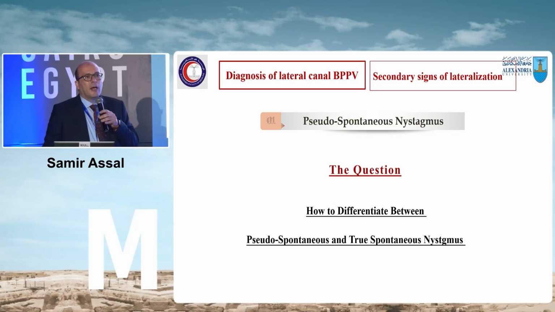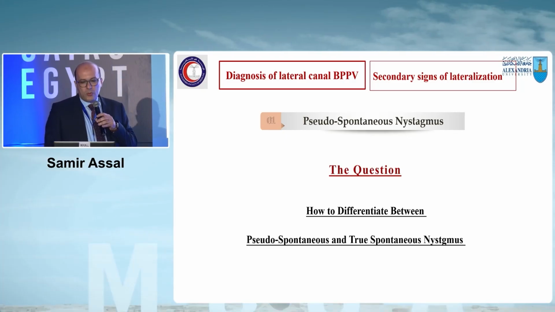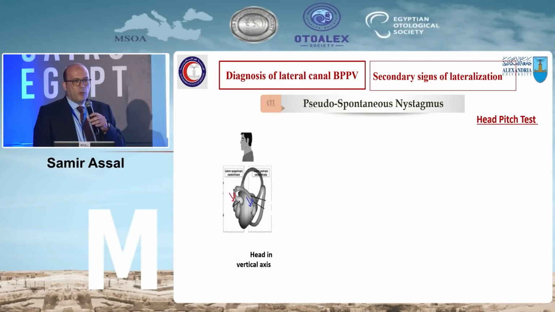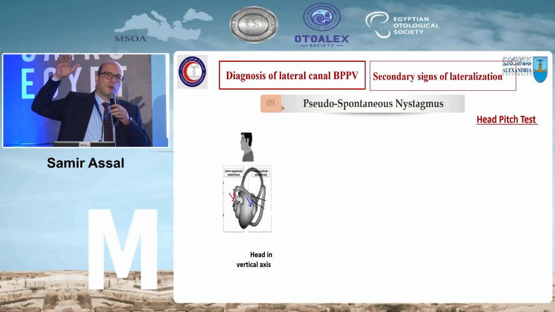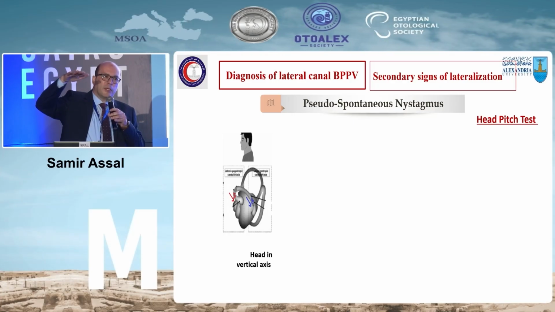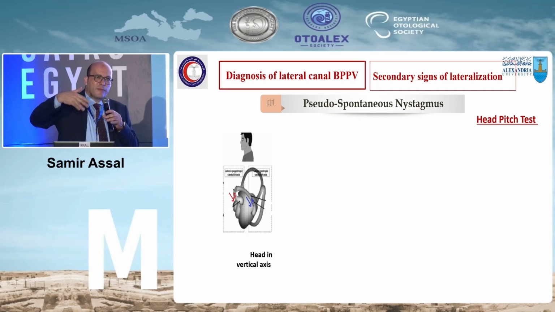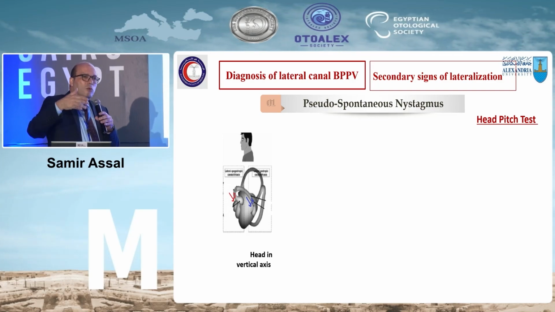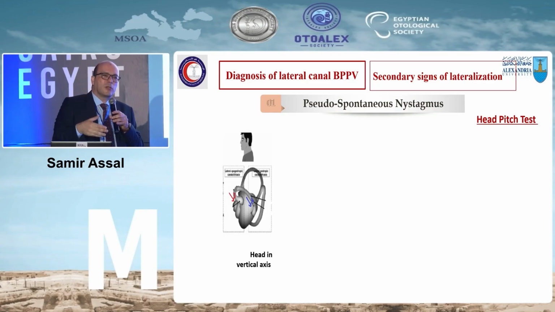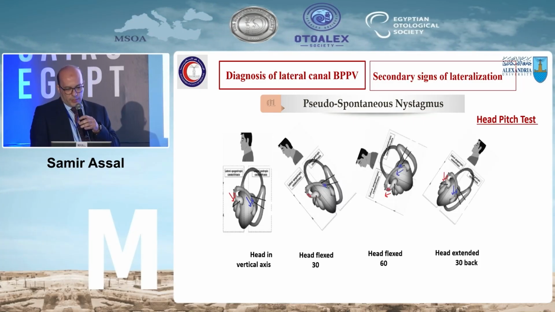But the question is, how do we differentiate between pseudospontaneous nystagmus and the true spontaneous nystagmus, which indicates unilateral vestibulopathy? By what's called the head pitch test. While the patient is sitting, the lateral canal is directed downward and backward 30 degrees, so the otoconia move under the effect of gravity. When the patient ventroflexes the head 30 degrees, the lateral canal becomes horizontal, so the otoconia stop moving and the nystagmus disappears. When the patient ventroflexes the head 60 degrees, the otoconia move in the opposite direction, so the nystagmus reverses its direction. This does not occur in a case of true spontaneous nystagmus.